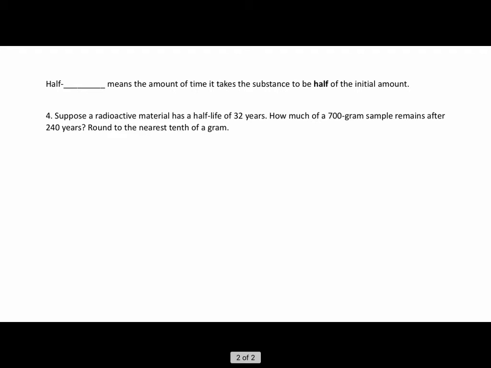There's a specific concept of exponential decay called half-life. And that means the amount of time it takes for a substance to be exactly half of the initial amount. So, for example, suppose a radioactive material has a half-life of 32 years. How much of a 700-gram sample remains after 240 years? Round to the nearest tenth of a gram. So, we've got this. It says the half-life is 32 years. So we're going to use that in our time interval.